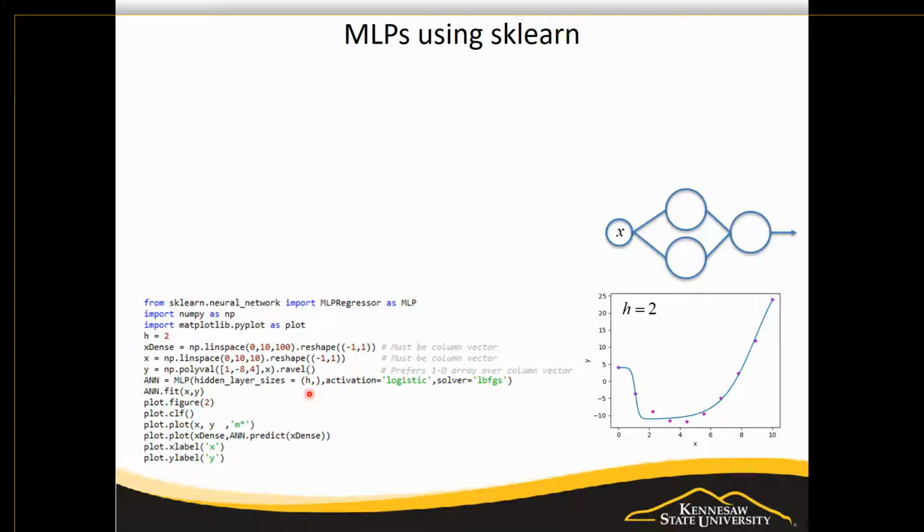I have to put h comma to make it understand that I want a single tuple with one dimension. I need to tell it what the activation function is for the hidden layers. Okay? And so I'm using the logistic sigmoid function. There are plenty of others. There's tansig, which is the tangential sigmoid function. There are relus and all these others that we'll talk about that have become more common.